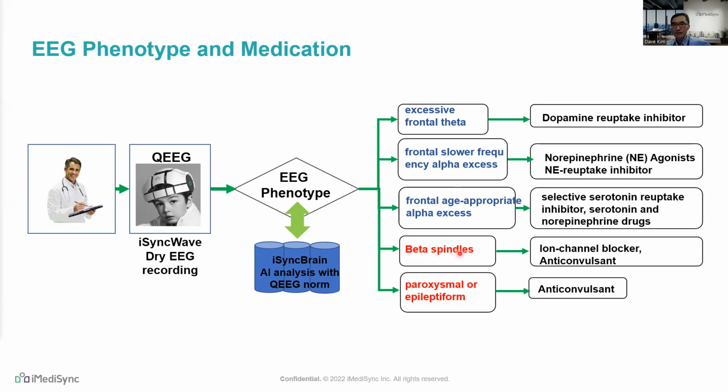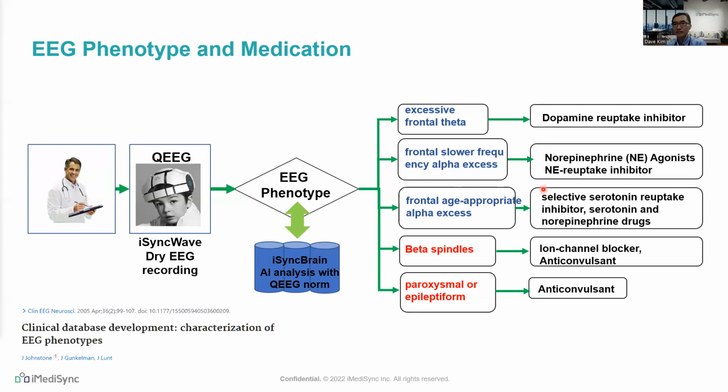So we can design an intervention based on the EEG phenotype. This is the summary of a phenotype paper published by J. Gunkelman. Please find more detail in his paper in Clinical EEG and Neuroscience in 2005 and 2014.